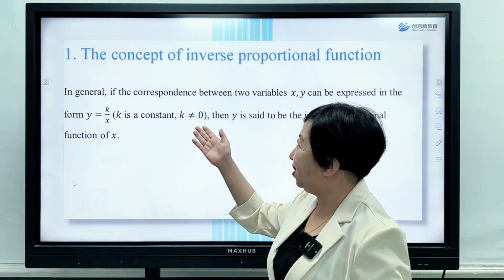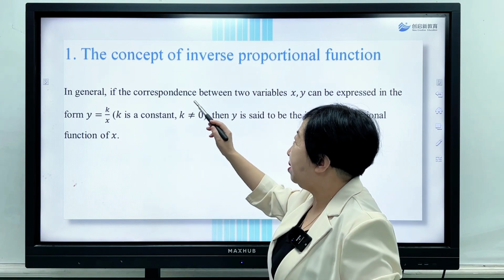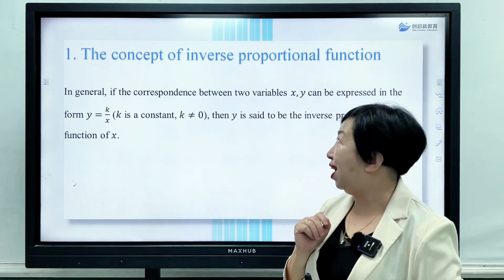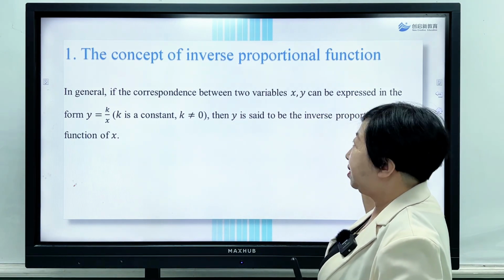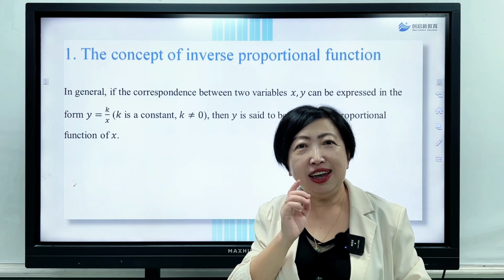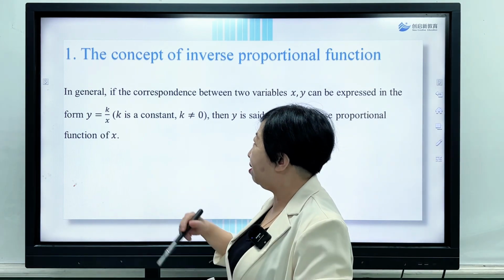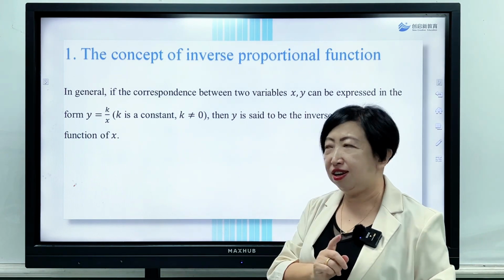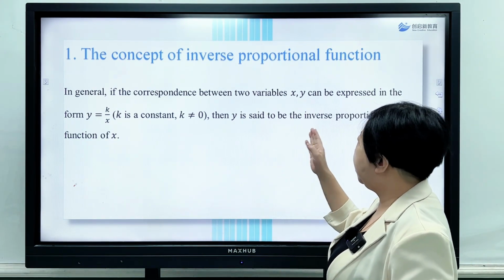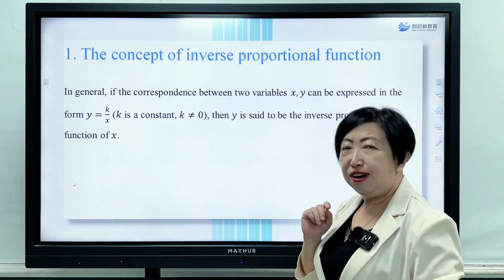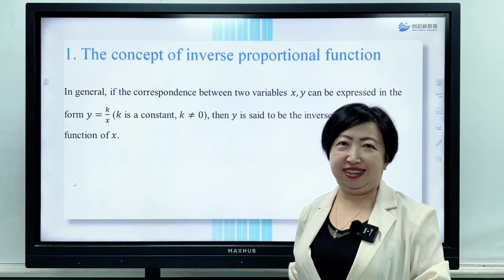In general, if the correspondence between two variables x and y can be expressed in the form y equals k divided by x, where k is a constant and k is not zero, then y is said to be the inverse proportional function of x.